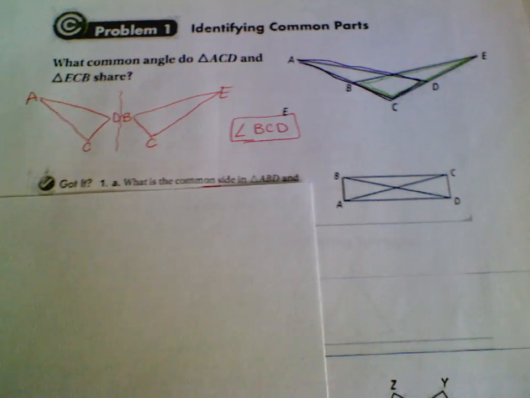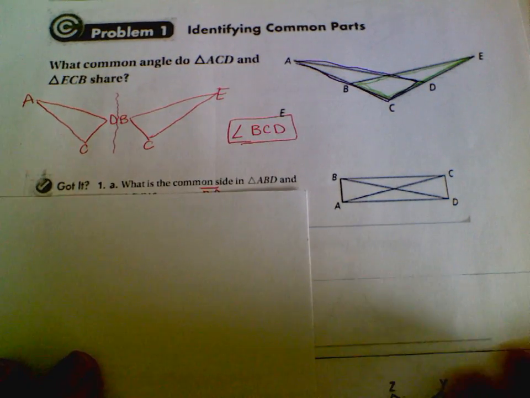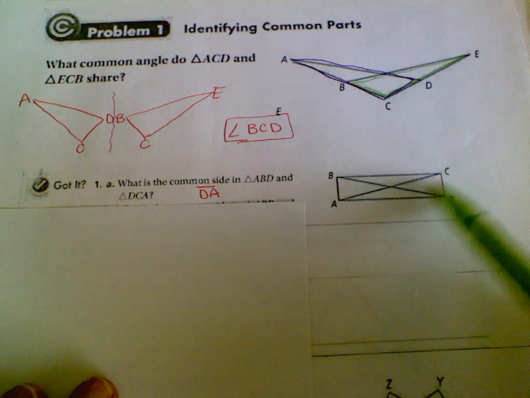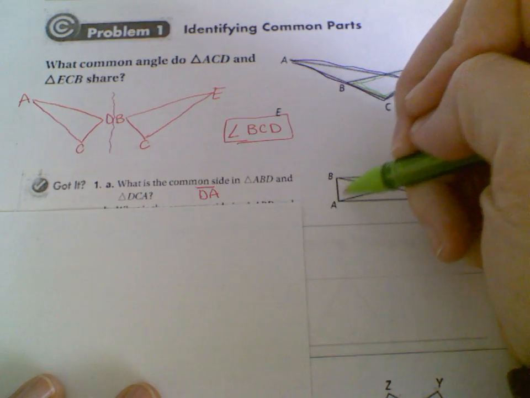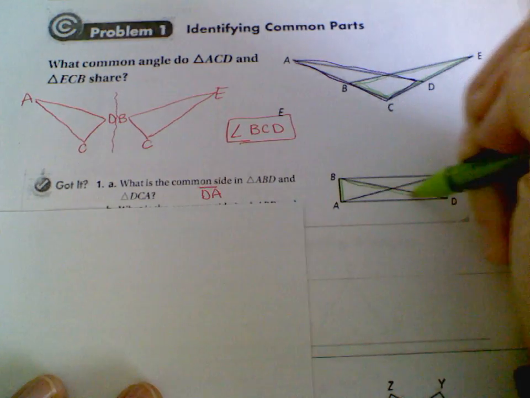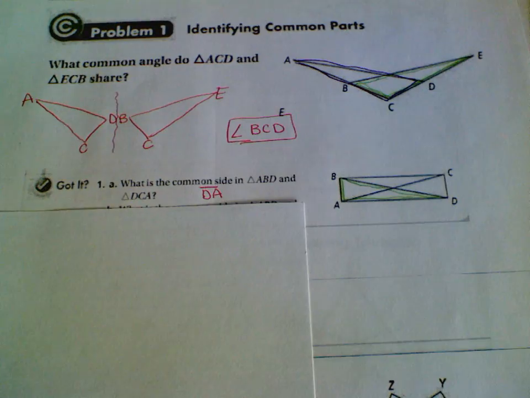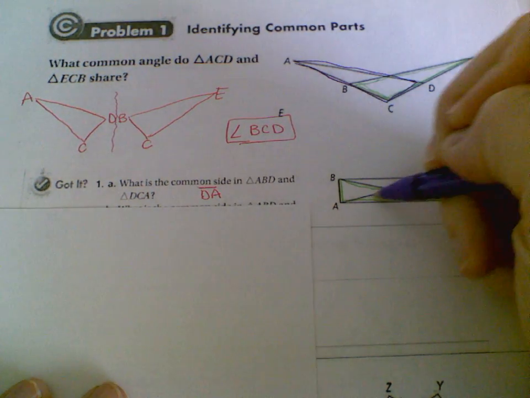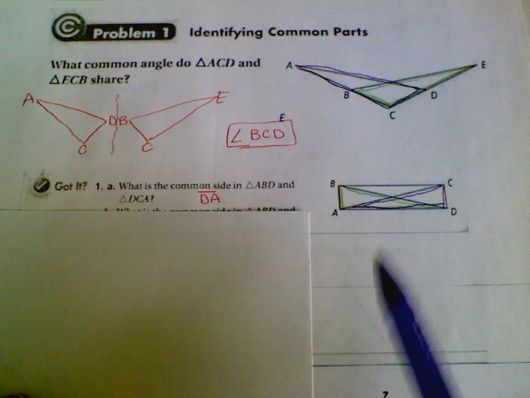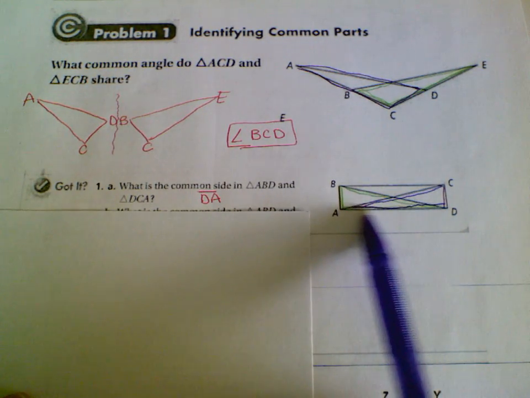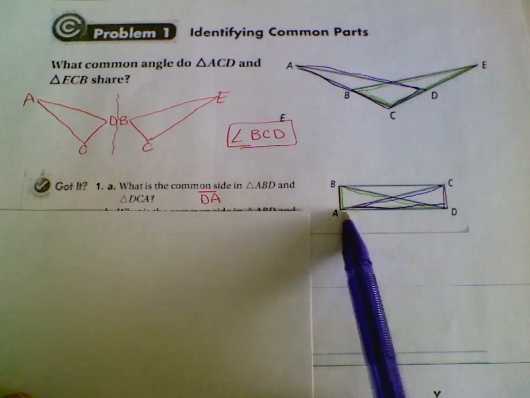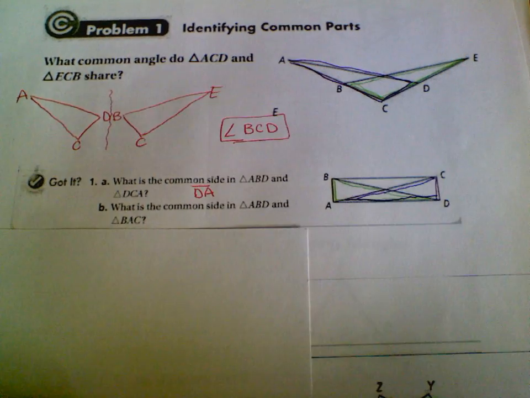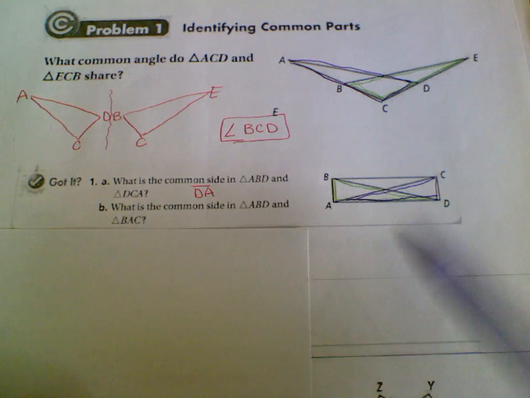So in the got it question, it's asking what is the common side in triangle ABD and DCA. So ABD is this triangle here, and then I have triangle DCA, which is over here. Noticing that the side they have where the colors overlap is side DA or AD, depending on how you wrote it. The next question asks what's the common side of ABD and BAC.